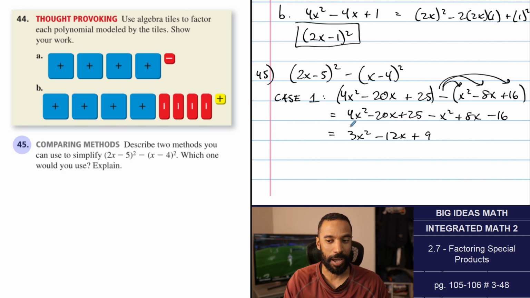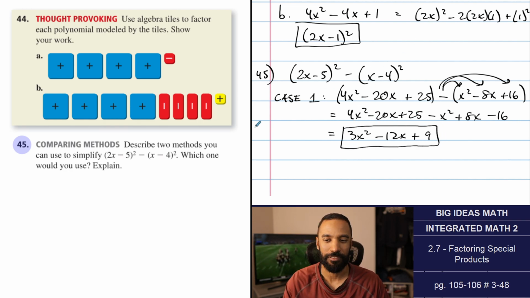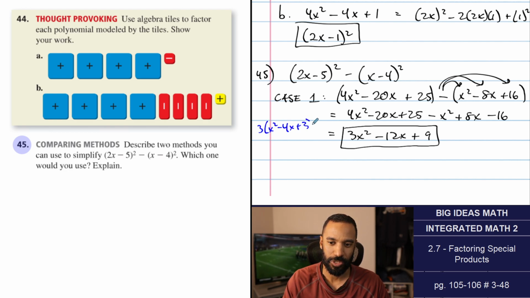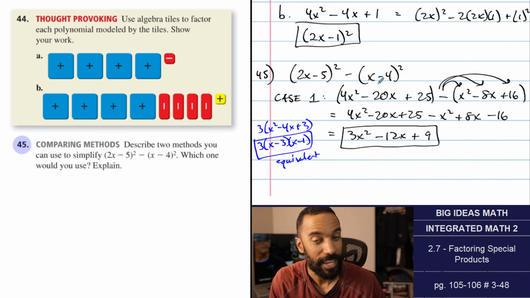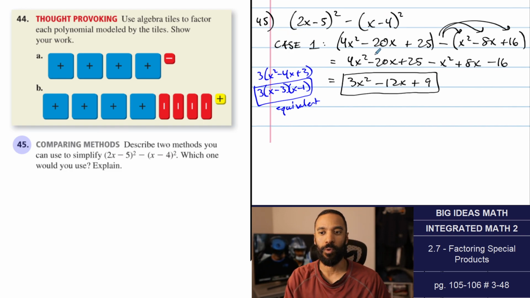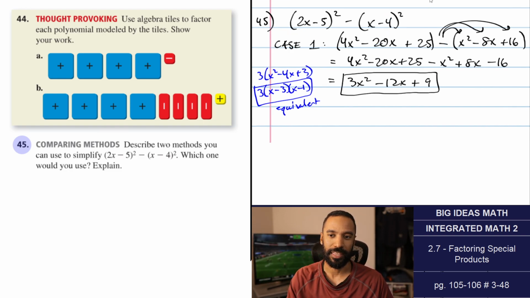Which, by the way, has a greatest common factor. If I factor that down, I want to keep going. They said simplify, so this is the answer, but I just want to play with the factoring of that. There's a GCF of 3, leaving x² − 4x + 3, which would factor into 3 times (x − 3) times (x − 1). Very interesting that that is equivalent. That is not what they ask you to do. I just recognized that, and we could move on. Now, that's case number 1, expanding these out to make that happen.